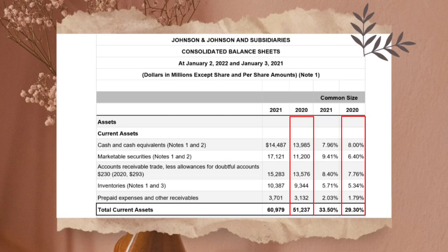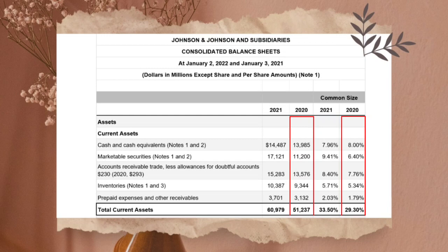Next is the marketable securities, notes 1 and 2. We have 11,200. We will divide it by the total assets, and after getting the total, we will multiply it by 100 so we can get 6.40%. Next is accounts receivable trade less allowances for doubtful accounts. We have here 13,576. We will divide it by the total assets of 174,894. After getting the total, we will multiply it by 100 so we can get 7.76%.